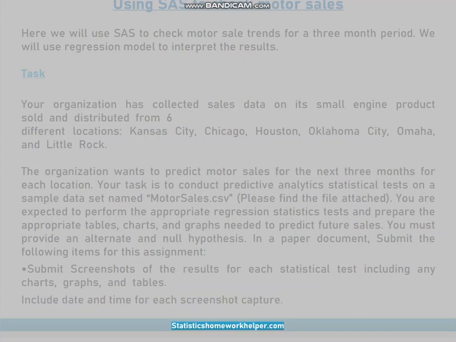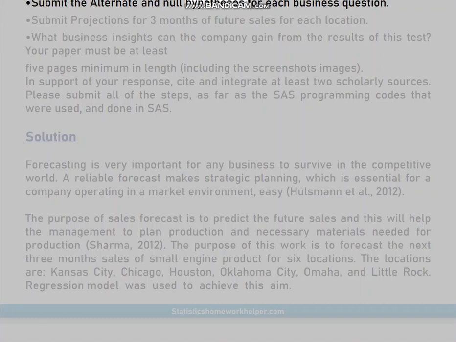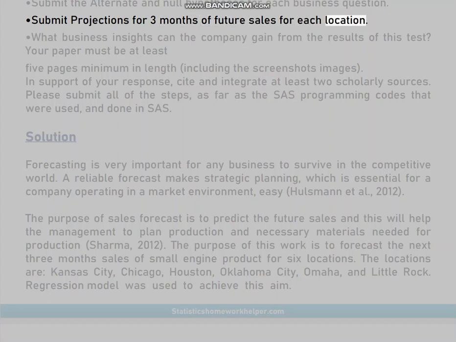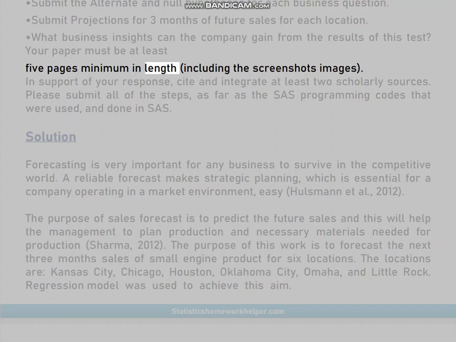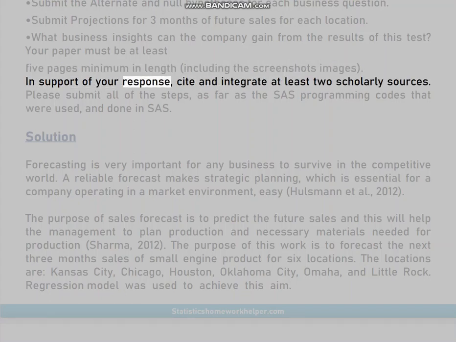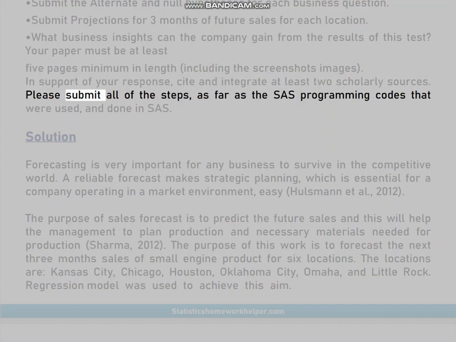Submit the alternate and null hypotheses for each business question. Submit projections for 3 months of future sales for each location. What business insights can the company gain from the results of this test? Your paper must be at least 5 pages minimum in length, including the screenshots images. In support of your response, cite and integrate at least 2 scholarly sources. Please submit all of the steps, as far as the SAS programming codes that were used and done in SAS.